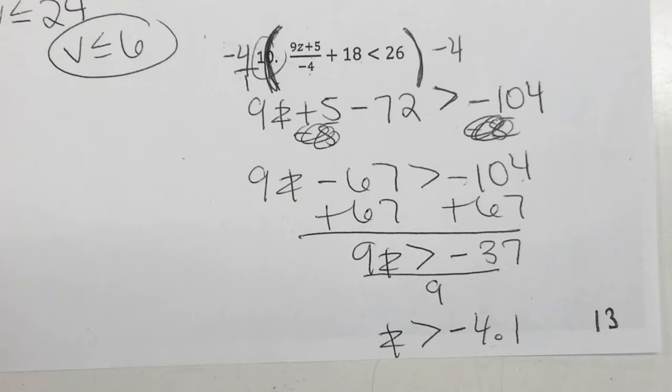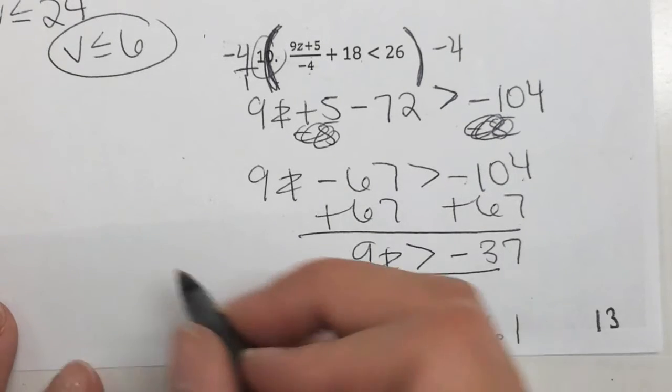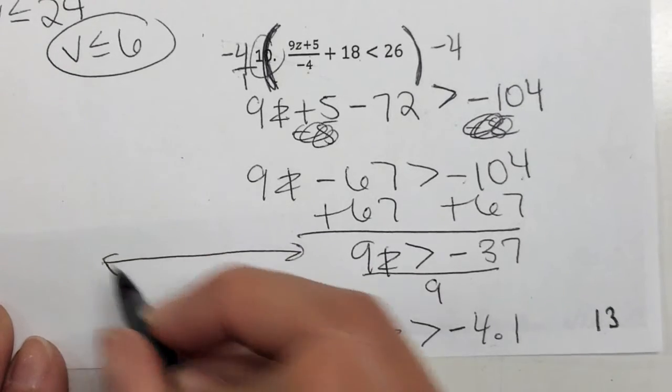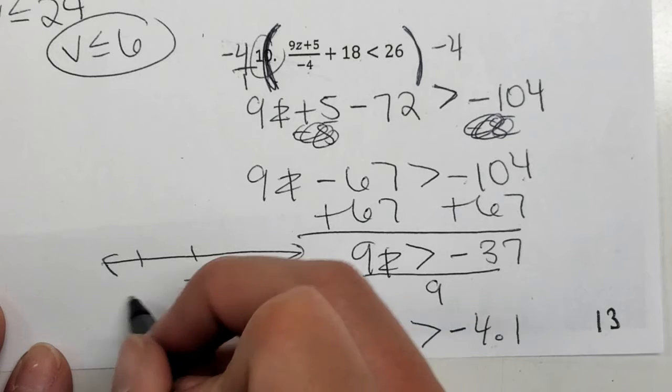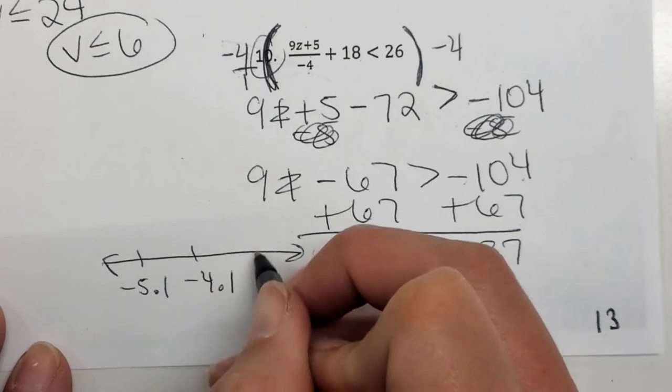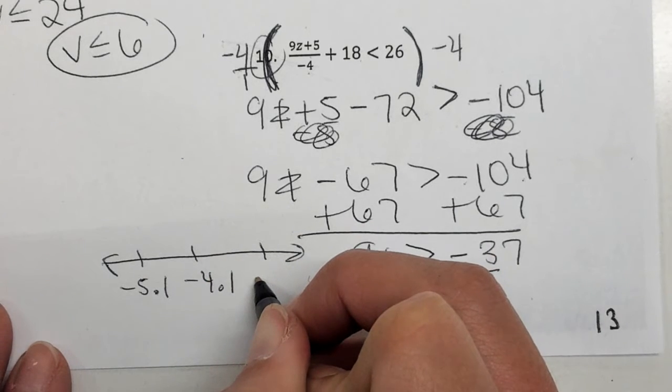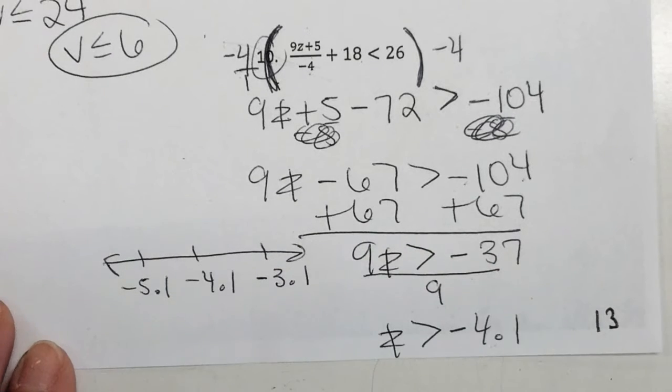Let's cover this up. What's negative 4 plus 1? Negative 3.1 would be 1, right? Let's use those. So on my number line, I'm going to use negative 4.1 in the middle. Alright, if I subtract 1 from this, it would be negative 5.1. If I add 1, it would be what? Negative 3.1.